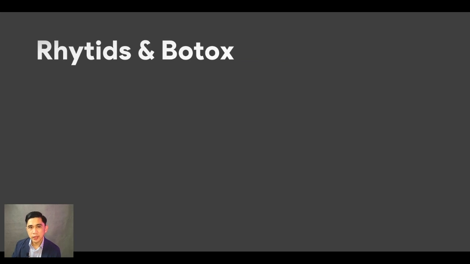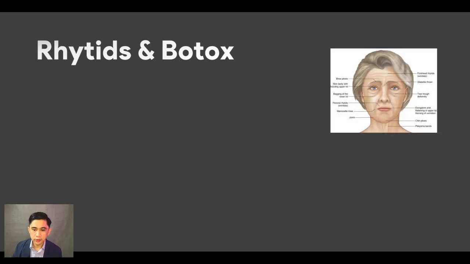So let's talk first a little about rhytids and Botox. As we age, our skin tends to get thinner over time, and whenever we have facial expressions, the muscle pulls the skin and wrinkles it, and it is more prominent when we are aging because our skin is thinner. It's just like pulling a very thin cloth versus pulling a thick cloth. There's a tendency that the thinner cloth is more wrinkled than the thicker cloth.